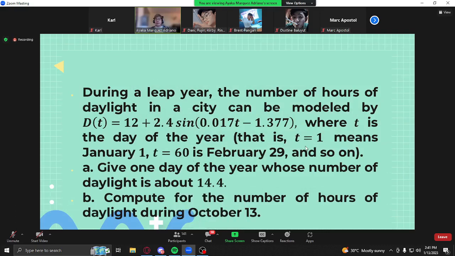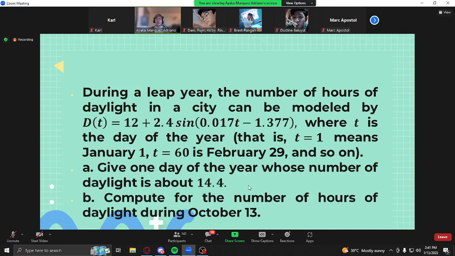So naalala niyo pa ba to? Yung mga may sinusoidal function, katulad ng paano natin i-measure yung ocean tide, no? Pwedeng high tide, pwedeng low tide, no? Or yung sa Ferris wheel problem natin. Parang ganun yung gagawin natin dito.